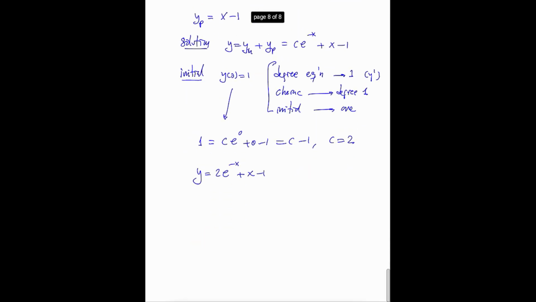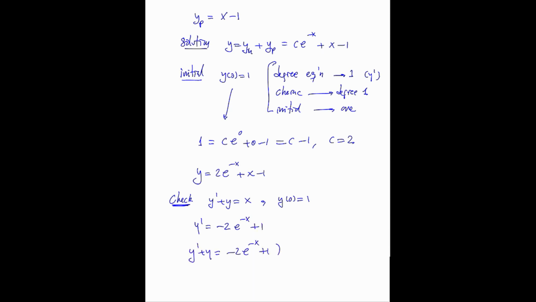Let's do an exercise we never do. Let's check this is the correct solution. We have to check that y prime plus y is x, and we have to check y of 0 equals 1. Okay, so y prime is minus 2e to the minus x plus 1. So y prime plus y is minus 2e to the minus x plus 1 plus 2e to the minus x plus x minus 1. So this cancels this, and the 1 cancels the 1. So we're left with x, exactly what we need.